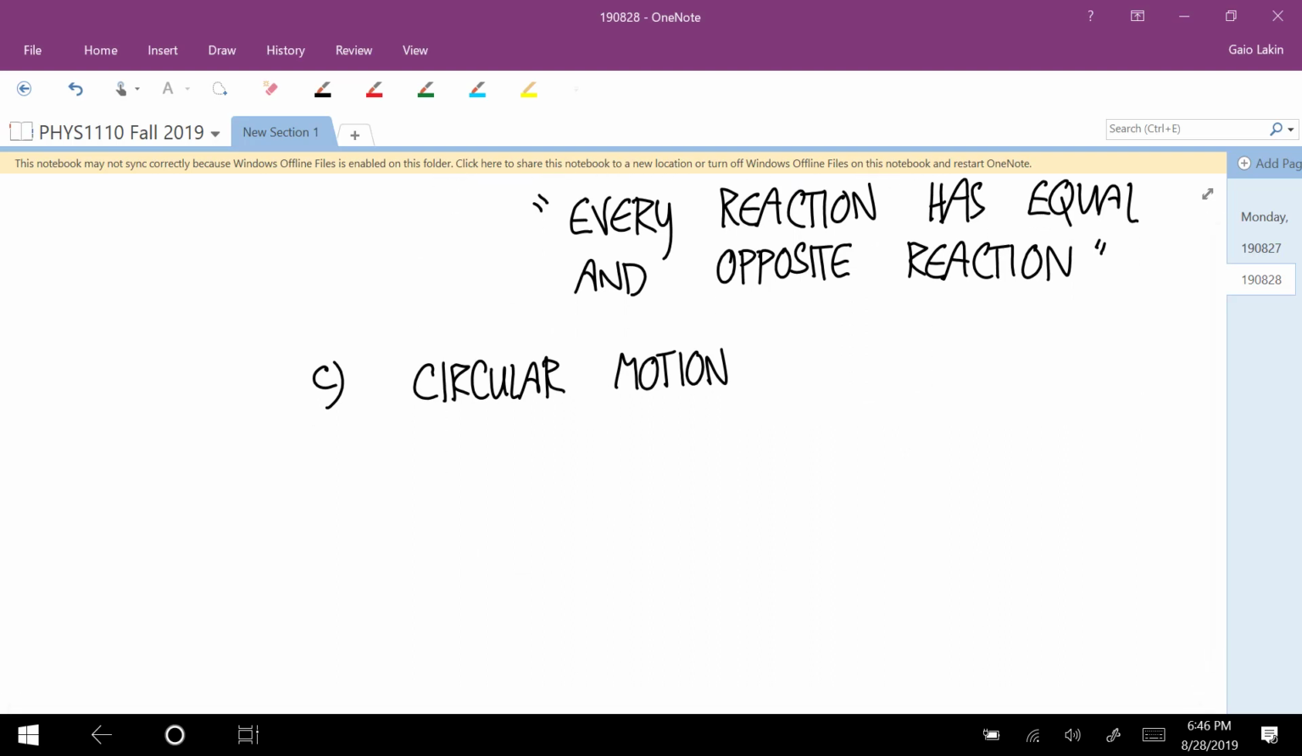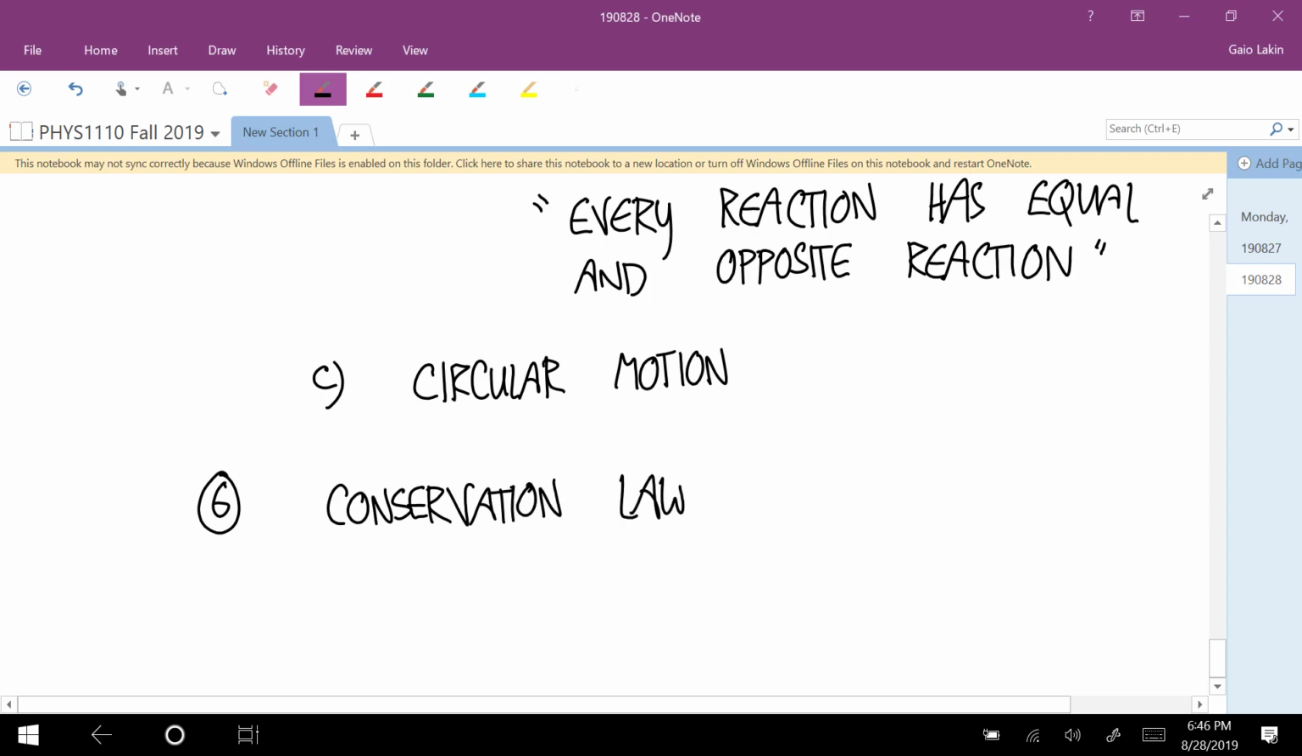And then topic 6 is conservation laws. And we're going to talk about 2 conservation laws. The first one is conservation of linear momentum.